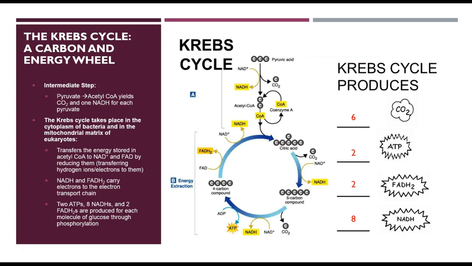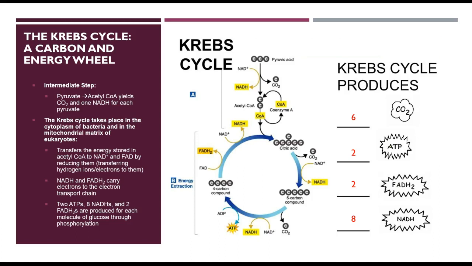Then, if we continue on into aerobic and anaerobic respiration, that pyruvic acid or pyruvate is going to get modified and enter the Krebs cycle. This is also known as the citric acid cycle. The intermediate step is going to convert pyruvic acid into acetyl-CoA, which is a 2-carbon molecule. We're going to lose a molecule of carbon dioxide, and we're going to gain another NADH electron carrier.